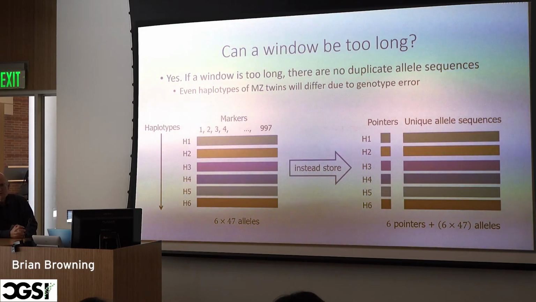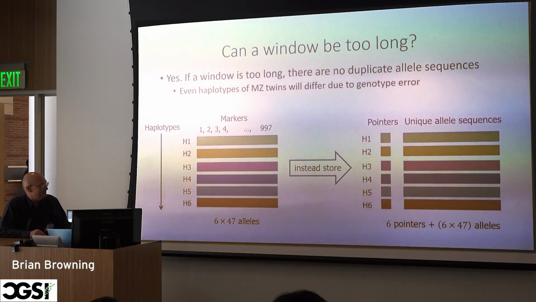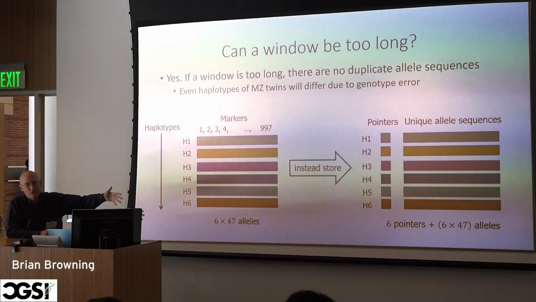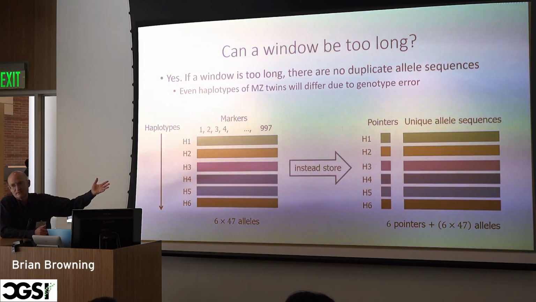So can you make the windows too long? That saves you from having a lot of windows, which means storing a lot of pointers. Well, if you make the windows too long, all your sequences are unique. Even if you think, what if there's a monozygotic twin in my data set? They won't be unique. Well, genotype error, yeah, they're going to be unique. Even if the sequences are the same, the data you see won't be the same. And so when you store the unique allele sequences, you're storing them all. You're getting no compression, and you then have to pay the price of storing the pointers. So no, that's a loss.